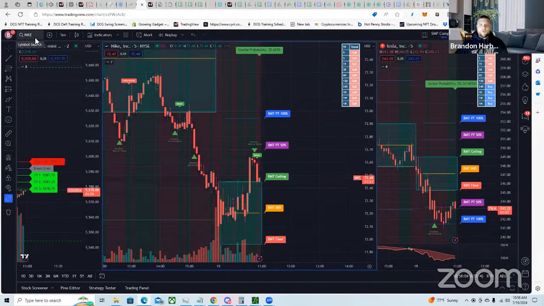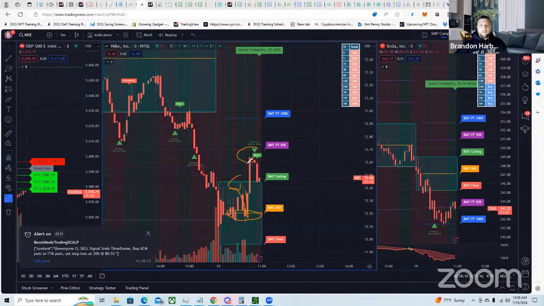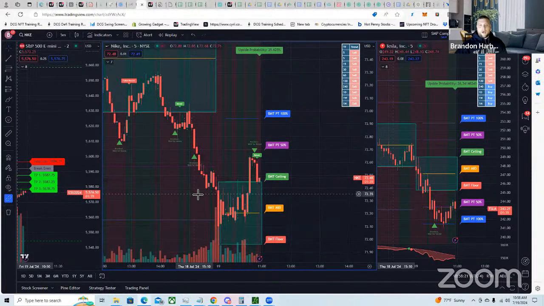Everybody knows Nike. We wanted to break the ceiling. If it broke the floor, we would not be interested in it today. Today, we broke the ceiling right there. And if price comes down, watch it right there. That's a huge support. We bounced off that. We came close to that target up there. A lot of people got a winning trade on Nike today, right? That's a very easy high probability trade.